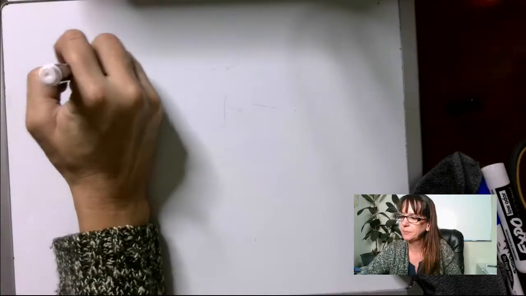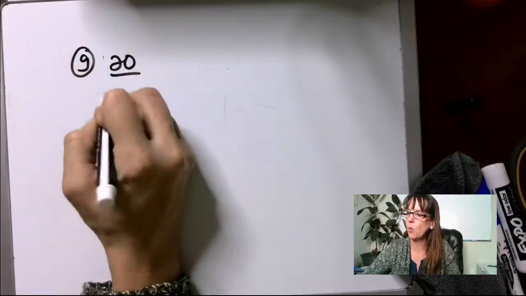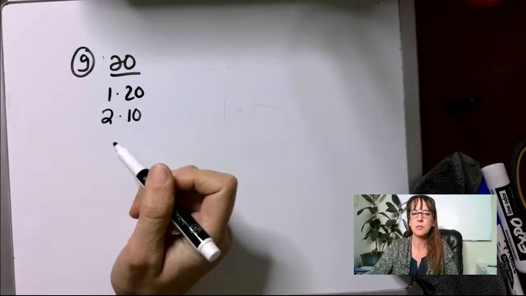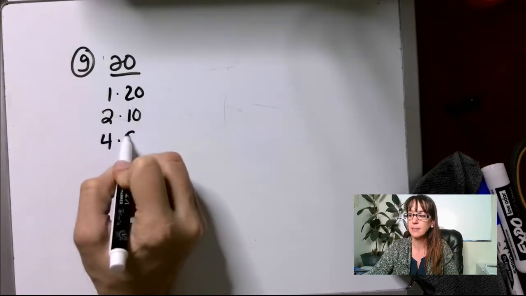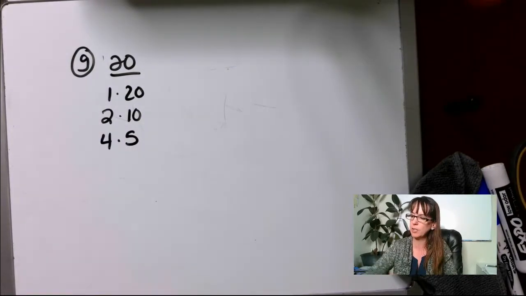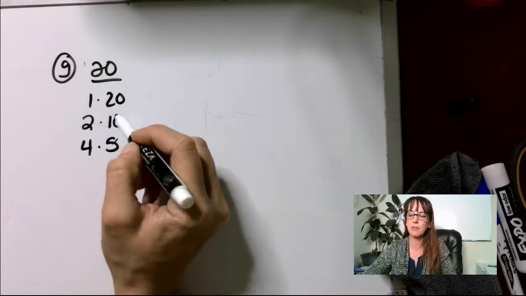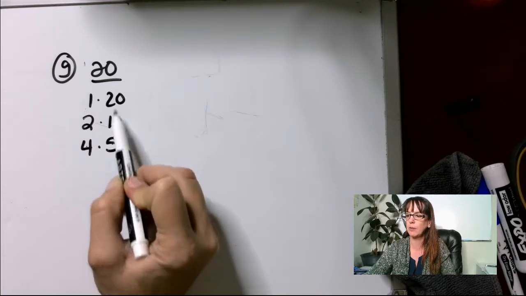All right, let's try G. 20. All right, so we've got 1 times 20. After 1 is 2. 2 times 10. After 2 is 3. No. 4, yes. 4 times 5. After 4 is 5. 5's already on the board, so we are done. Oh, so the number of factors here, 1, 2, 3, 4, 5, 6.